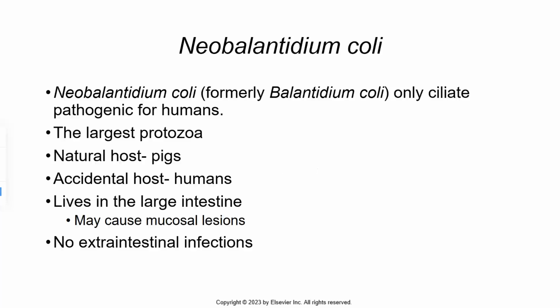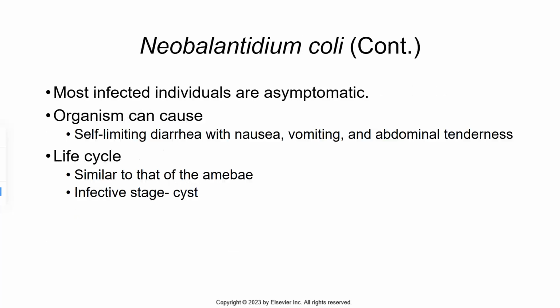Ciliates. There's only one ciliate, so this one should be sweet and short. Neobalantidium coli. It used to be called Balantidium coli, now it's Neobalantidium coli. It's the only ciliate that's pathogenic for humans, and the largest protozoan. The natural host is pigs, and humans are accidental hosts. It lives in the large intestine and may cause mucosal lesions. No extraintestinal infections have been noted.